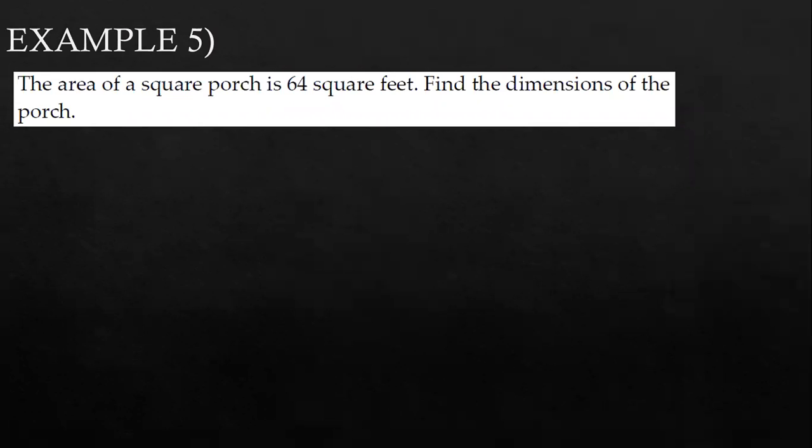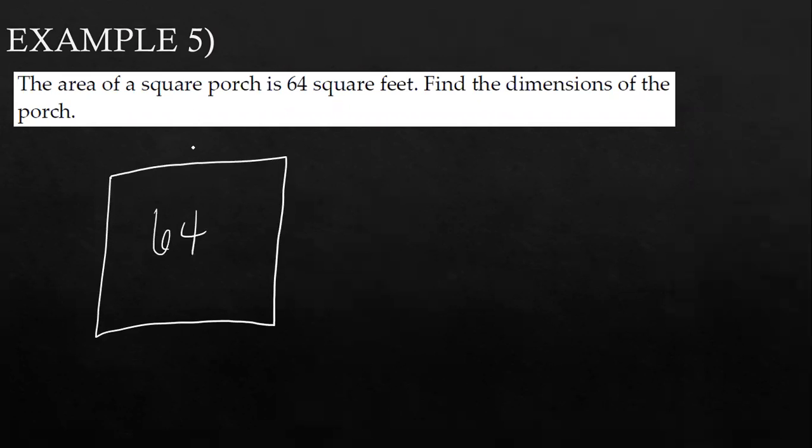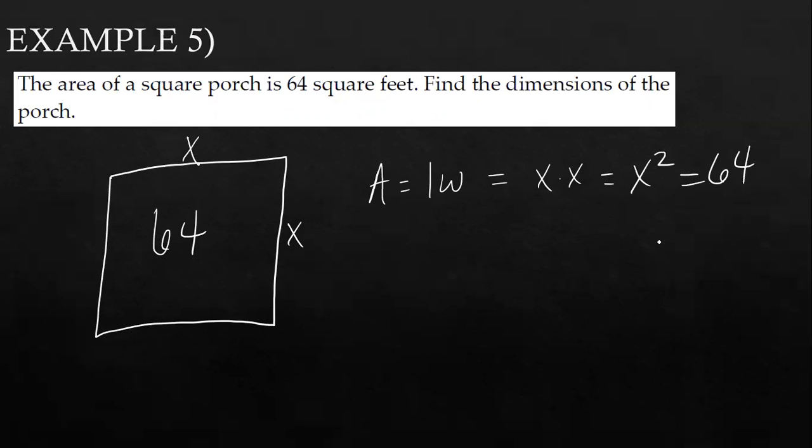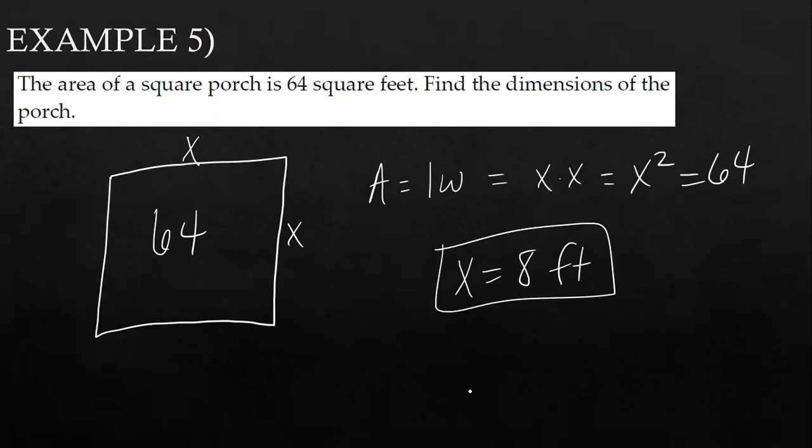All right, area. So taking it back to geometry. The area of a square porch is 64 feet. Find the dimensions of the porch. So you have your area of a square porch is 64 feet. And because it's a square, you know that the sides have to be the same, agree? And area equals length times width, which equals in this case, x times x, which is x squared, right? Agree? And this has to equal 64. What is x? 8. And that's because the square root of 64 is 8.